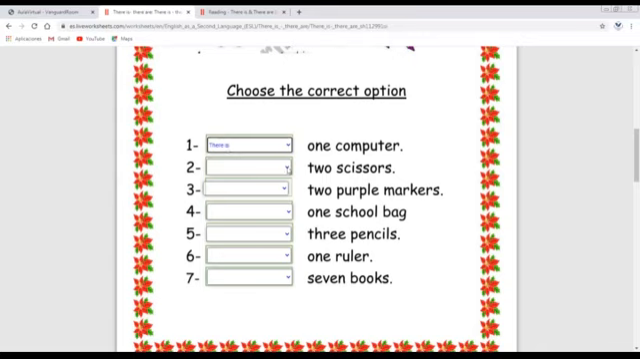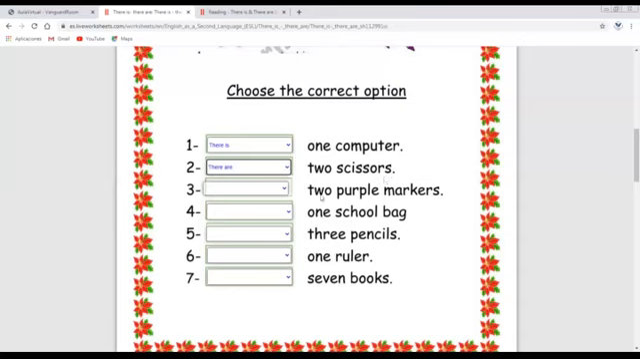For number 2, you have 2 options. There is, singular. There are, plural. 2 scissors. What is the correct option? Yes, 2 scissors, plural nouns. There are 2 scissors.